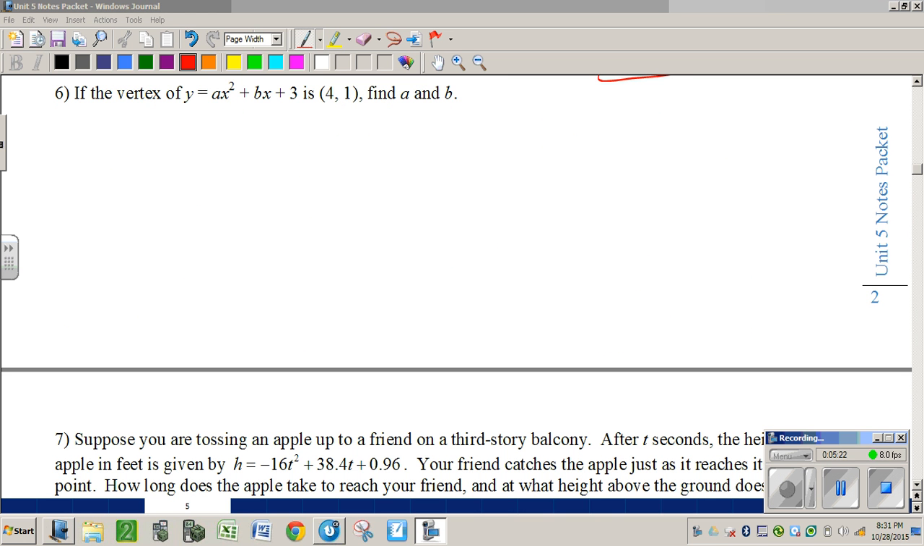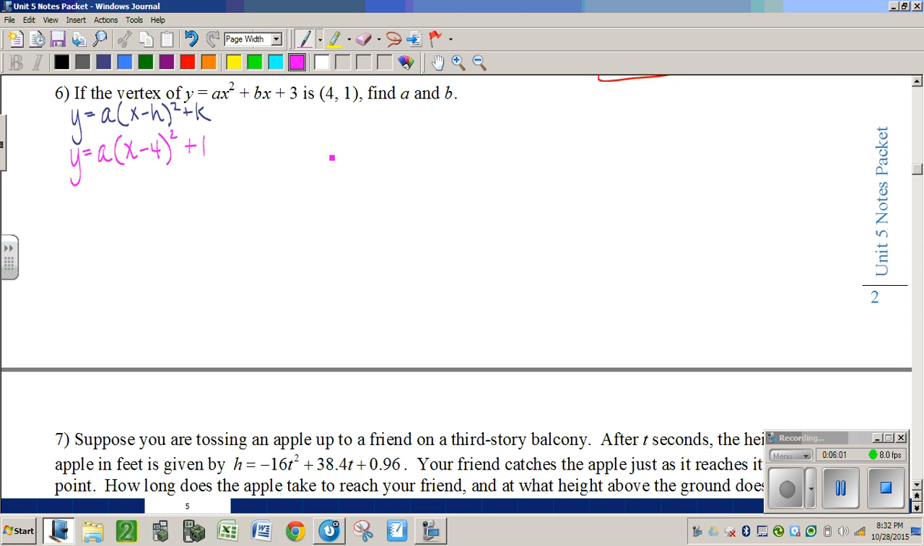Alright, let's take a look at number 6. It says if the vertex of this equation is (4, 1), find a and b. So I'm going to put this into vertex form. So we have y equals, let's not forget our formula here. Don't forget your vertex gives you your h and your k value. Keep in mind when you put 4 into your formula for your h, remember to change the sign. So we have y equals a times (x minus 4) squared plus 1.